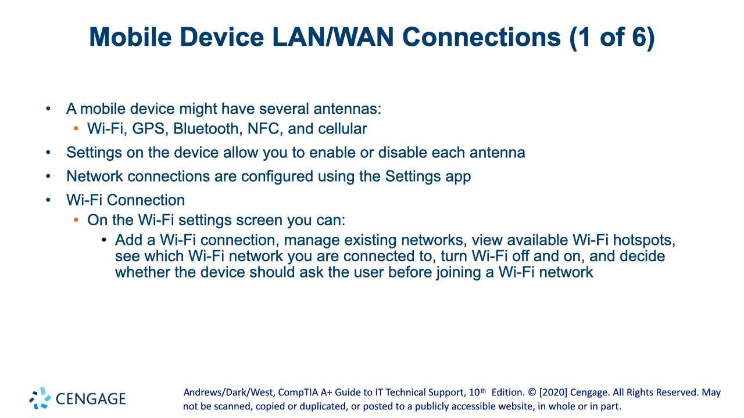Most mobile devices have several antennas: Wi-Fi, GPS, Bluetooth, near-field communications, NFC, and cellular. You can usually enable and disable each antenna. Network configurations are usually found in the Settings app. On the Wi-Fi settings screen, you can manage your Wi-Fi connection.